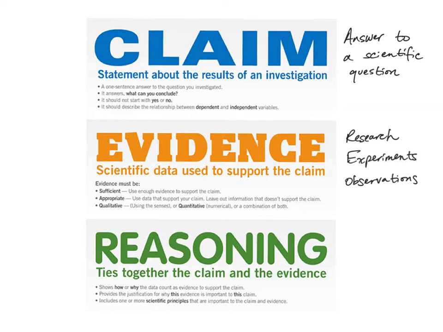Now, arguably the most important part of claim evidence reasoning is the reasoning. The reasoning ties your evidence to the claim. All right, so it ties the evidence to the claim. What I mean by that is you're taking each piece of evidence and you're saying how that evidence justifies why you're making that claim. Why is that answer correct based on the evidence that you have?